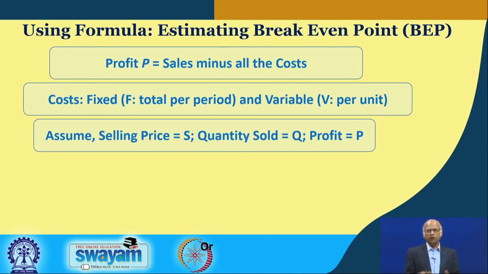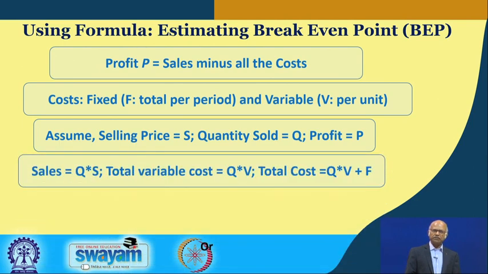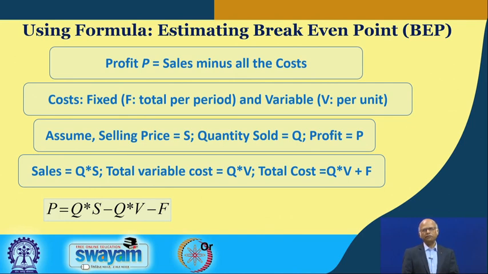Just for the sake of formula, let us assume that selling price is denoted by S, quantity sold is Q, profit is P. Therefore, sales is equal to quantity multiplied by selling price, Q into S. Total variable cost is unit variable cost multiplied by quantity, that means Q into V. Total cost is variable cost plus fixed cost, that means Q into V is the variable cost plus F is the fixed cost. So, put them in the form of a formula.